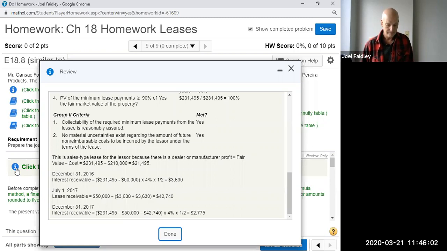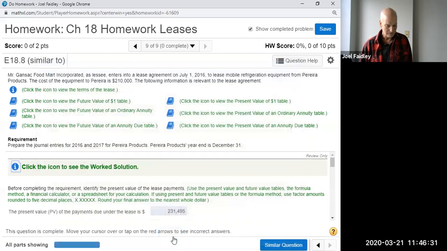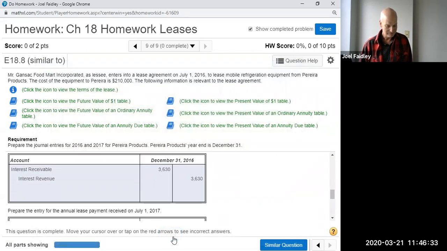All right. Then what happens on July 1? That's where the 1 year next payment occurs. Well, you got two 6 months, 3,630 plus 3,630. 42,740. Interest receivable. All right, so let's look at these journal entries.